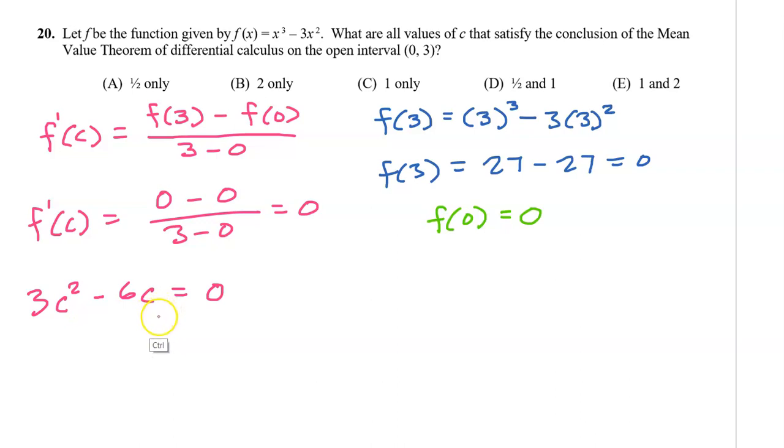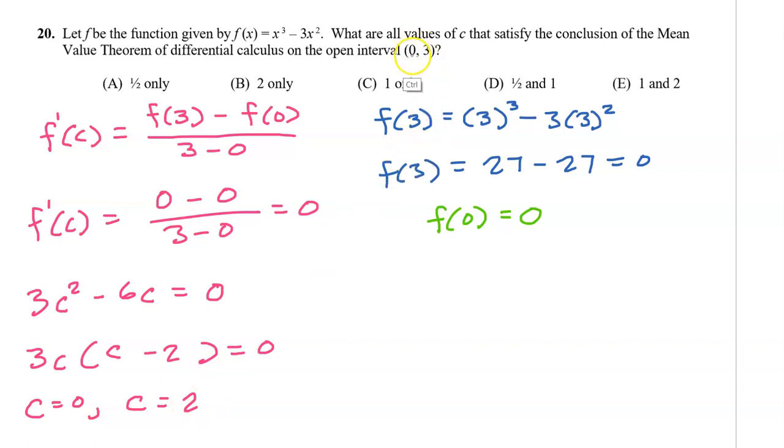Let's solve this for c. I see a common factor of 3c, so let's factor that out. So I will pull out the 3c outside of the parentheses. That's going to leave behind c minus 2. Using the zero product property, we can set each of these equal to 0, and that's going to give us c is equal to 0 from the 3c equals 0, and c is equal to 2 from the c minus 2 equals 0. So these are the two answers that I see.